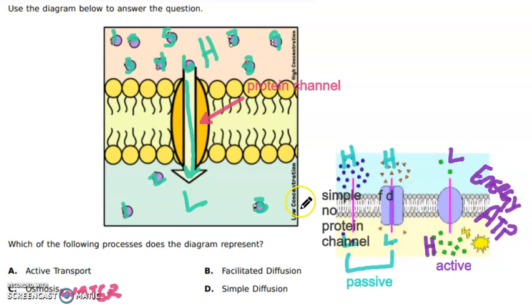Okay, so let's go back to the picture, and it's asking us which one this represents. Is it active transport? Is it facilitated diffusion? Or is it simple diffusion? Let's see what we have. We are going from high to low. We have a protein channel. And another big thing about this one is there is no lightning bolt, there is no star, there is no ATP. There's no energy being used in this process. All right, so with that information, go ahead and answer the question.